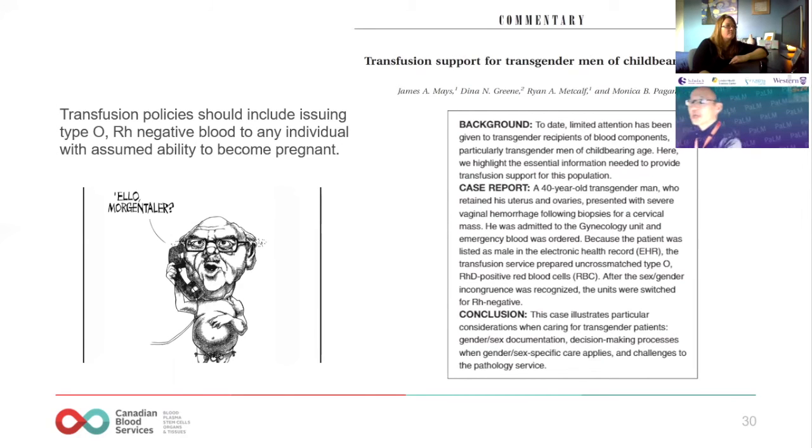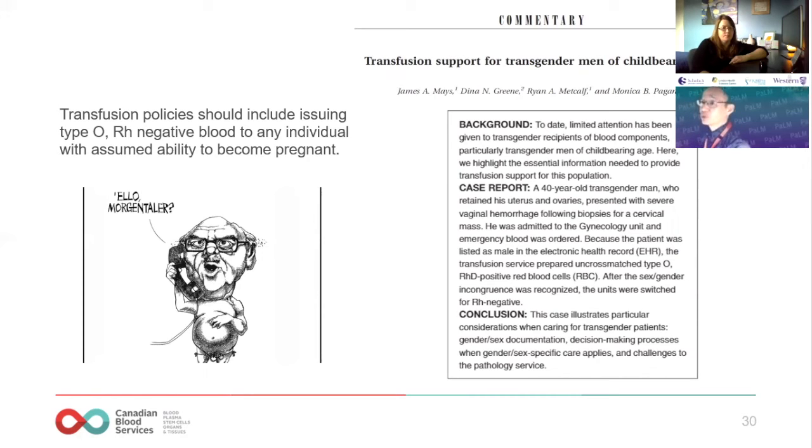childbearing age. The case report describes a 40-year-old transgender man who retained his uterus and ovaries and presented with a severe vaginal hemorrhage following biopsies of the cervical mass. This patient was listed as male but retained female organs and was transfused based on being a male. So the point here is that when they got uncross-matched group O blood, they should have gotten O negative blood and not Rh positive blood.